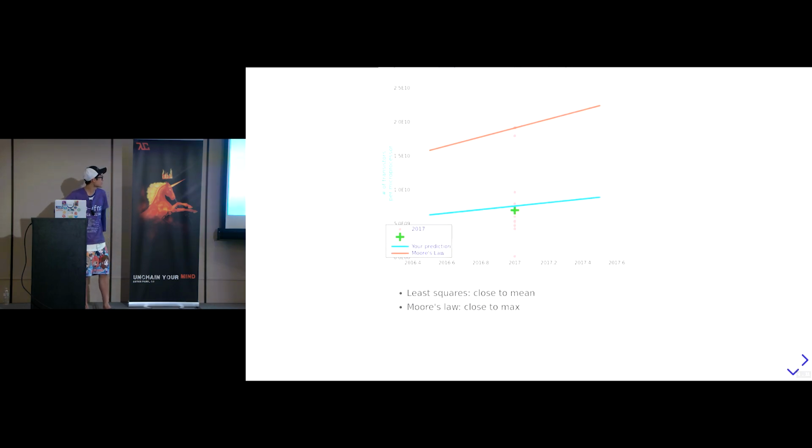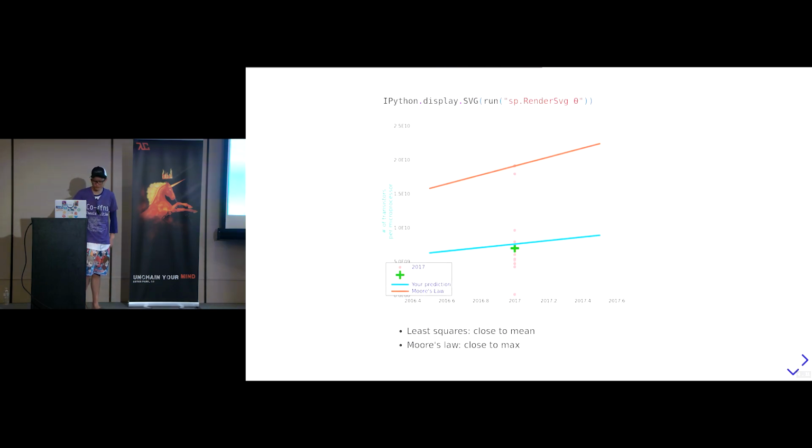So what can we conclude from this? Just a short conclusion. These squares on the blue here are closer to the mean of our data points, while Moore's law is closer to the max.